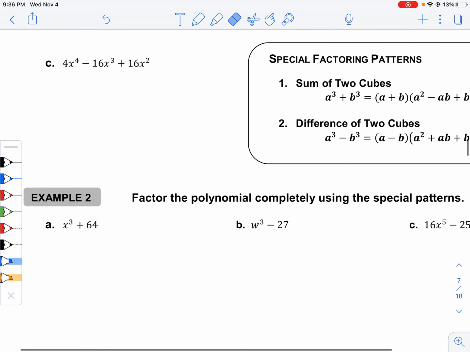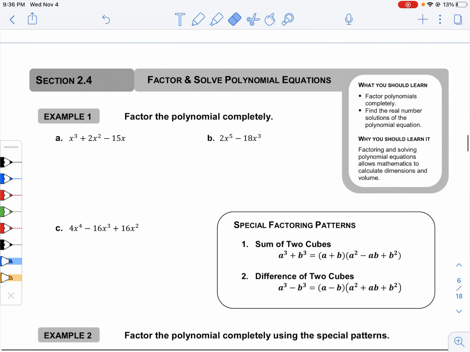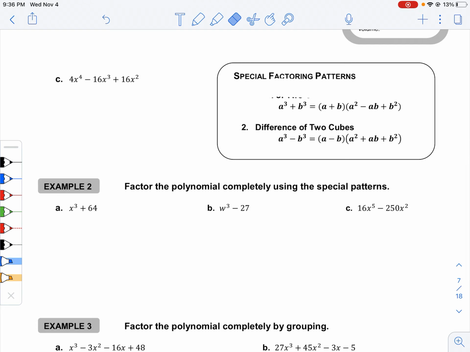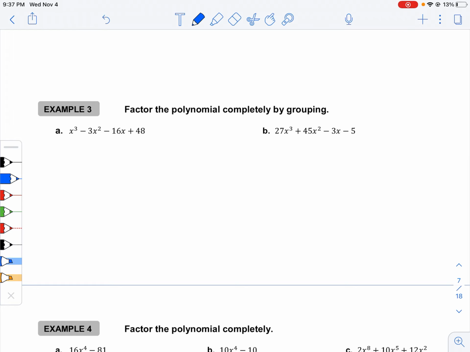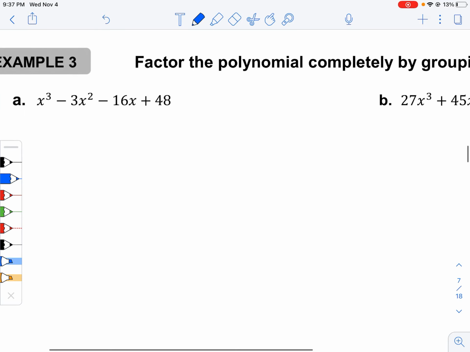Today we're going to do examples 3 and 4 out of section 2.4. Yesterday we talked about factoring in the old-fashioned way. We talked about these two new patterns, the sum of two cubes and the difference of two cubes. And today we're going to talk about grouping and a couple other tricks. Our goal here is to factor these as much as we can.